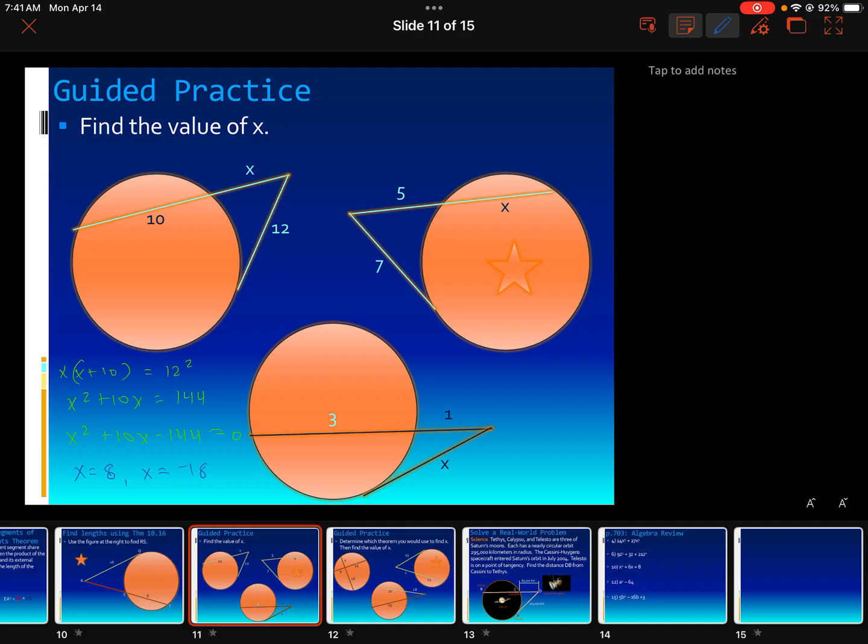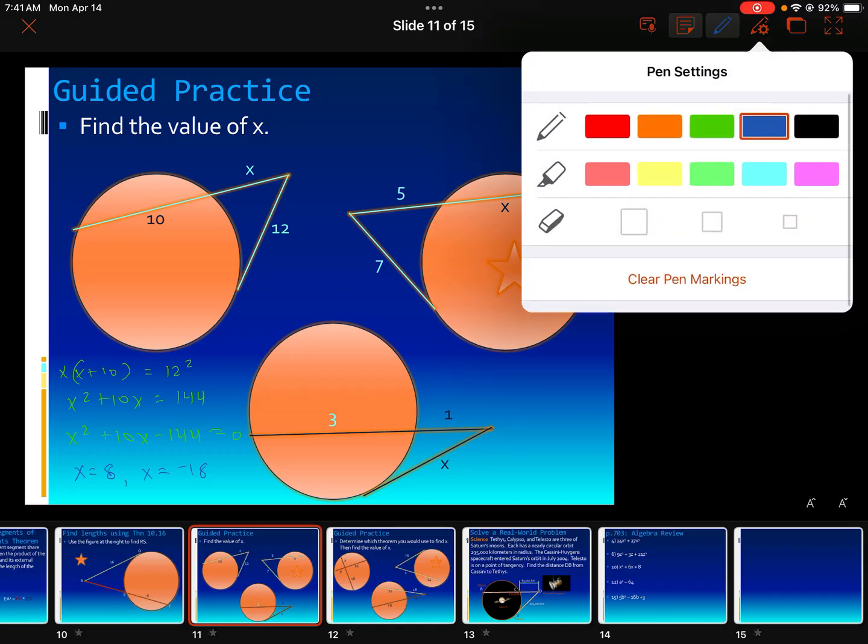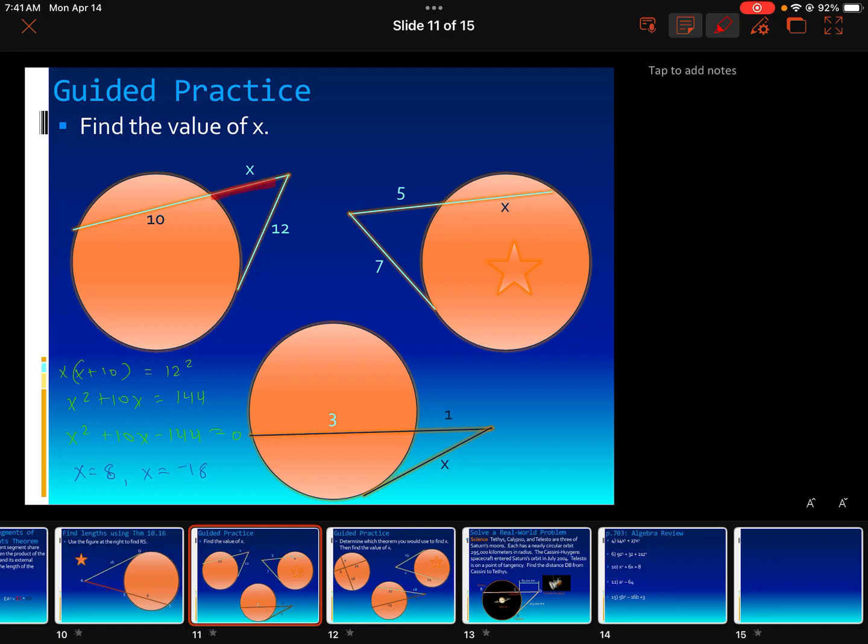Okay, now remember this is geometry, so our X value, that red guy up there, has to be positive. You can't have a negative segment length. So X equals 8 would be your answer.